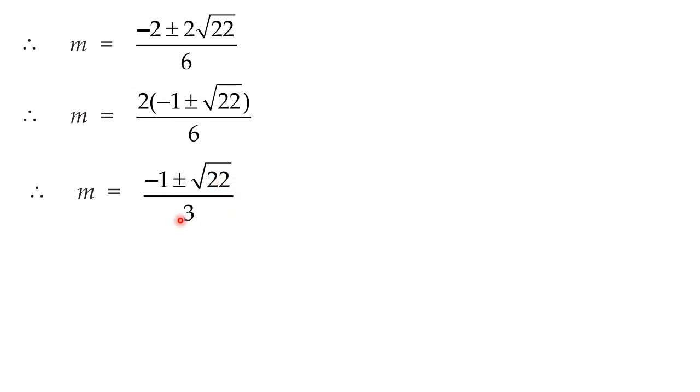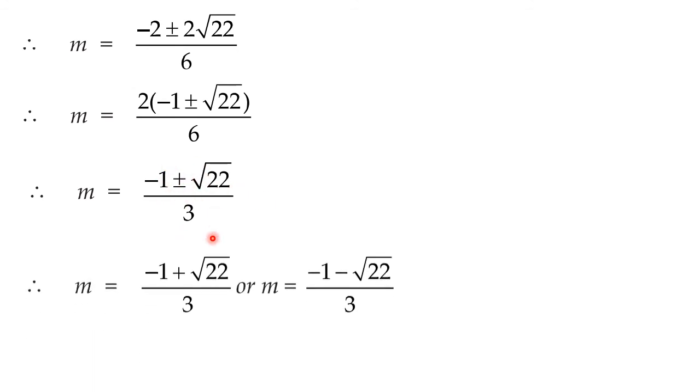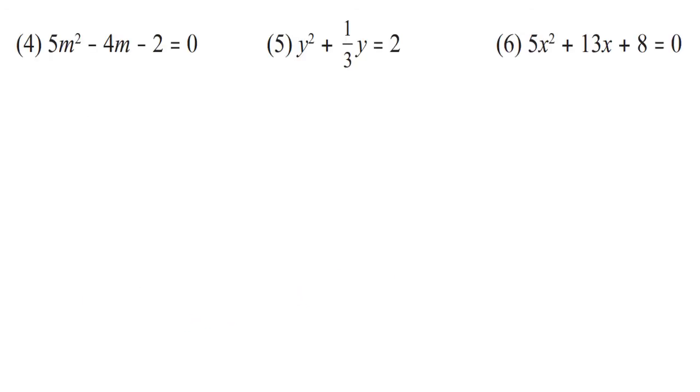And finally, you are going to write the answer by separating. Once you are going to write plus and once you are going to write minus. So m is equal to minus 1 plus root 22 upon 3, or m is equal to minus 1 minus root 22 upon 3. Okay, so this way you are going to write down the answers.